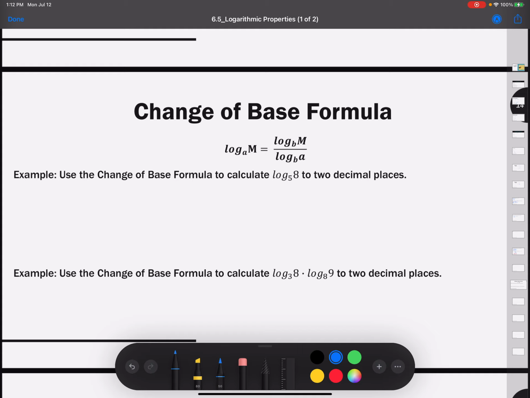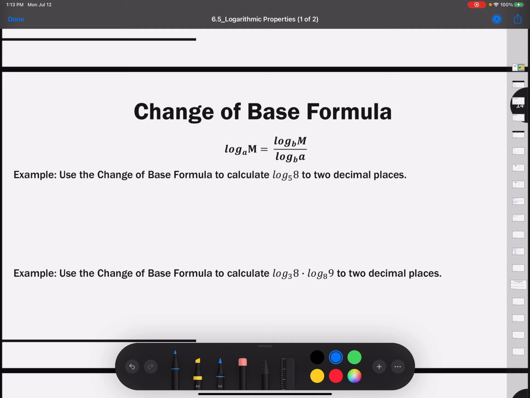So the idea behind the change of base formula is if we want to use our calculator, right? Remember, your calculator only has log base 10 and log base e, which is natural log. It doesn't have a button for any other base. So if you wanted to compute a log base 8 problem, well, you're going to change log base 8 to log base 10, and then you can use your calculator. Or you want to change log base 3 into a natural log, and then you can use your calculator. So that's the idea behind this, okay?